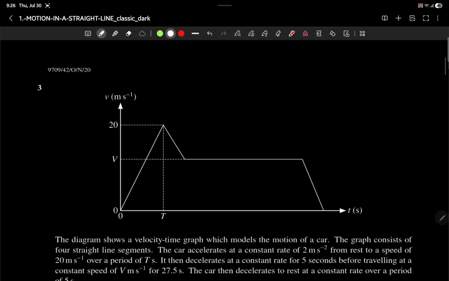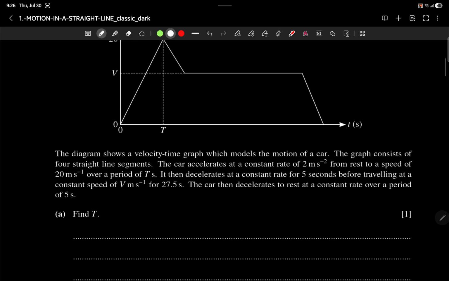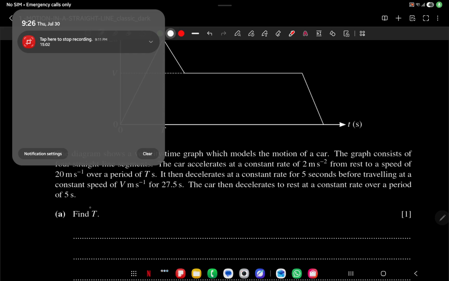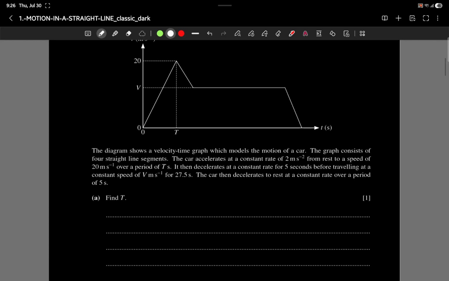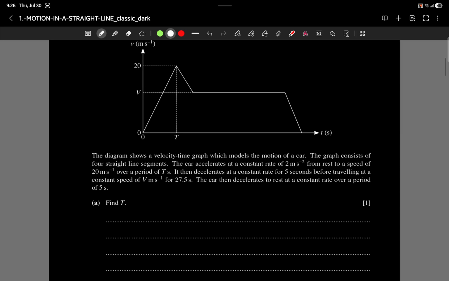Right. Now, question number 3. Okay, this is from the October session. So the diagram shows a velocity diagram. In this question, the graph is already drawn for us, which is quite great actually. It means we don't have to go through the hassle of drawing the graph, then solving. The diagram shows a velocity time graph which models the motion of a car. The graph consists of 4 straight line segments.